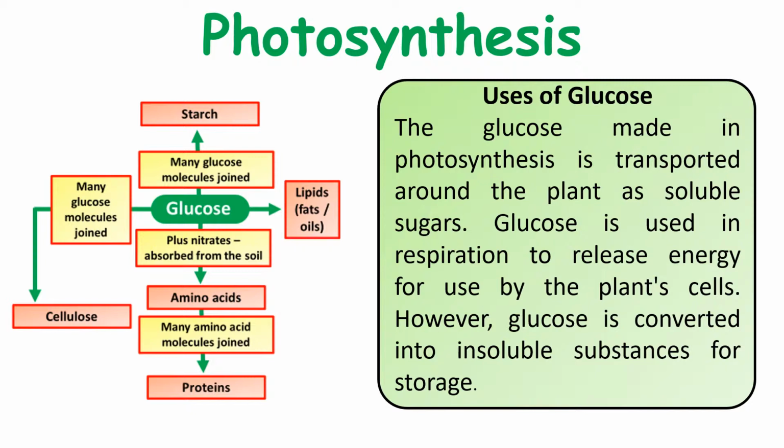Using nitrates absorbed from the soil, it can convert the glucose into amino acids. Amino acids can then be joined together to form proteins. And finally, glucose molecules can be joined together in a particular way to produce cellulose. Remember that cellulose is what makes up cell walls and helps provide the plant with structure.